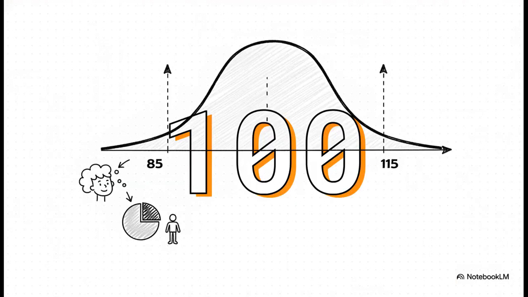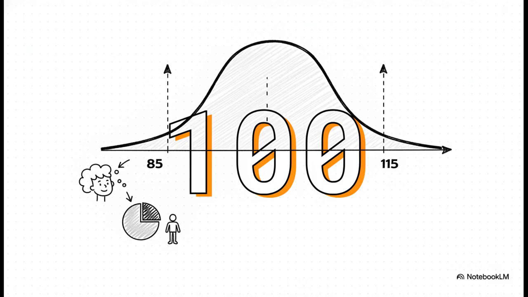And always, always remember the number 100. Standard scores use 100 as the absolute dead center average. Most people are going to score somewhere between 85 and 115. So if your child scores an 85, they're at the 16th percentile. That just means they scored higher than 16% of their same age peers.